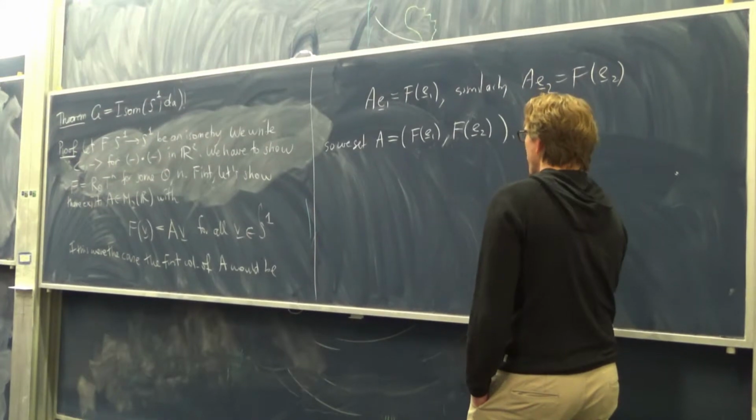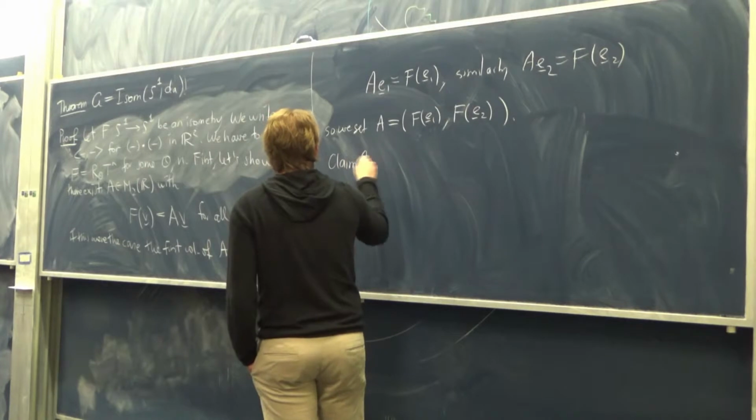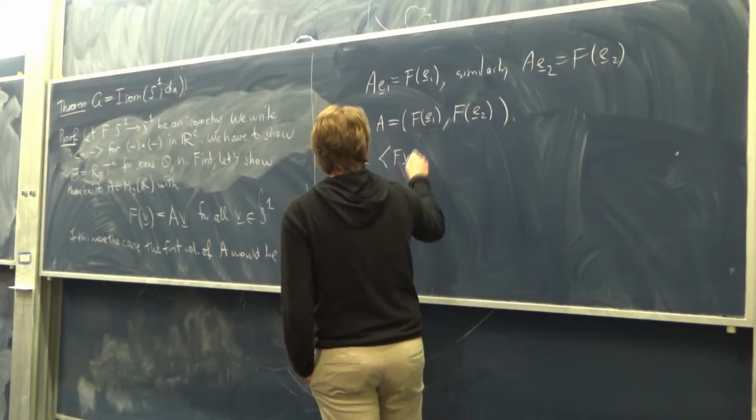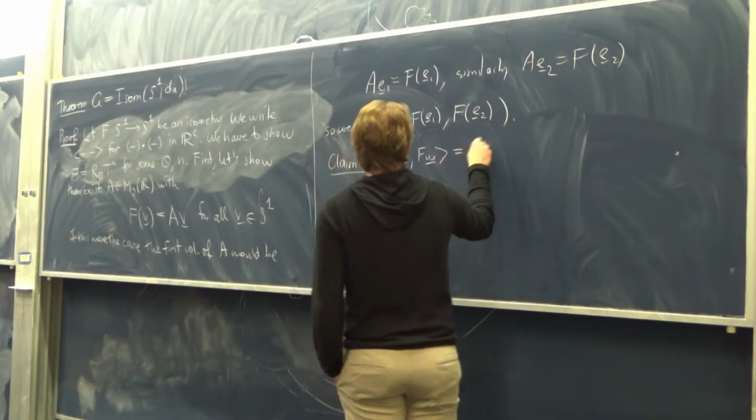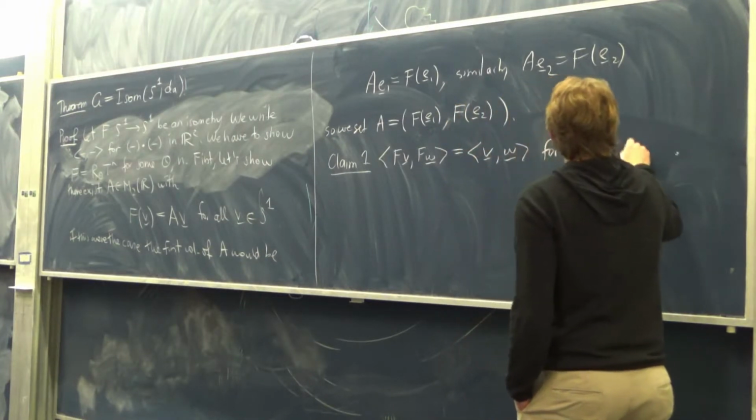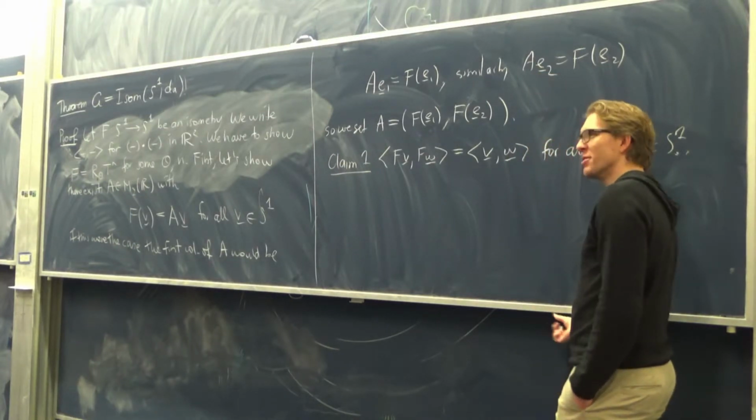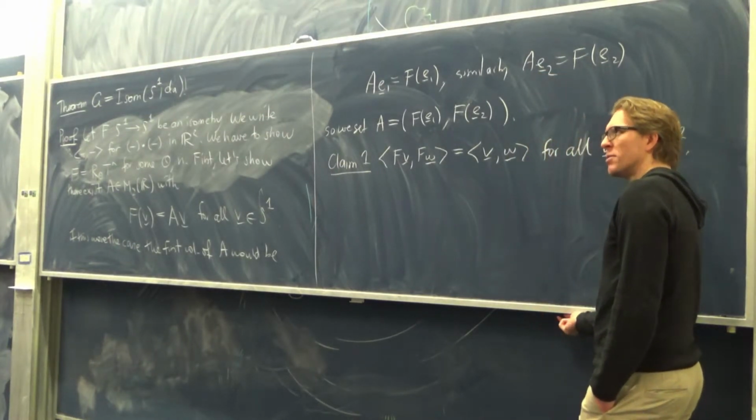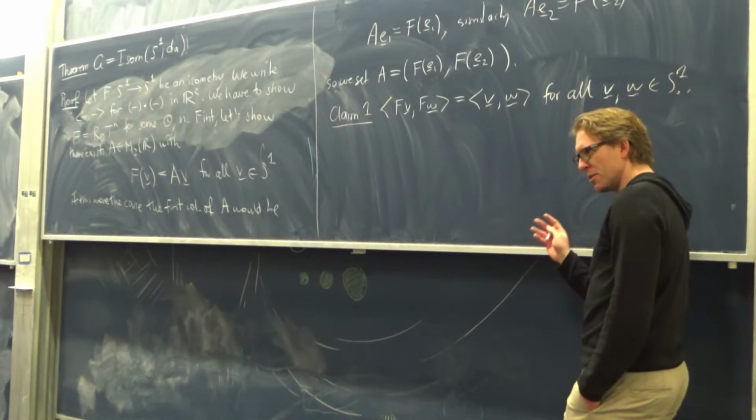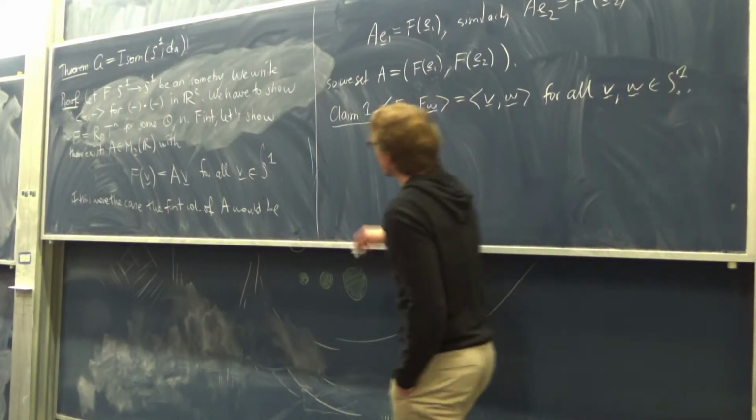Okay, so how are we going to do that? All we know is that F is an isometry, right? So we're just going to have to use that somehow. Being an isometry means it preserves angles. So let's just translate that preservation of angles into preserving the dot product. So that's what I'm saying. Okay, so what's the proof of this claim?